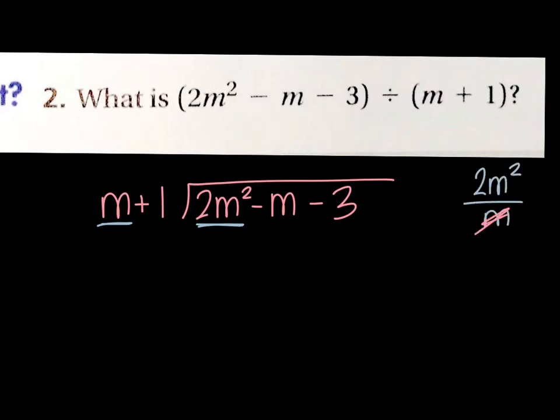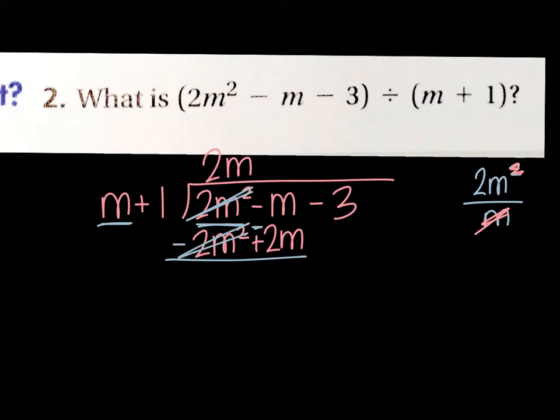And you'll see that the m cancels 1m and I'm left with 2m. Now you multiply 2m times the whole divisor. So 2m times m is going to be 2m squared. Times 1 is going to be 2m. Now you're going to subtract everything.